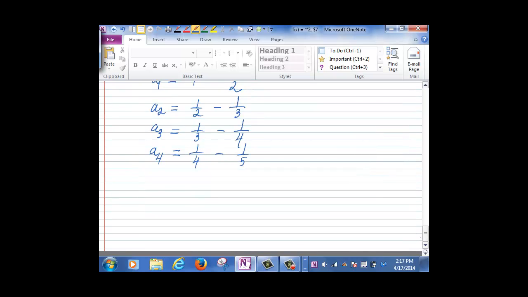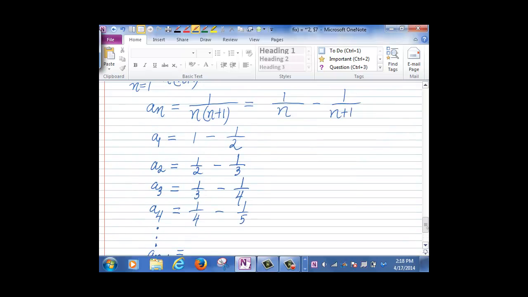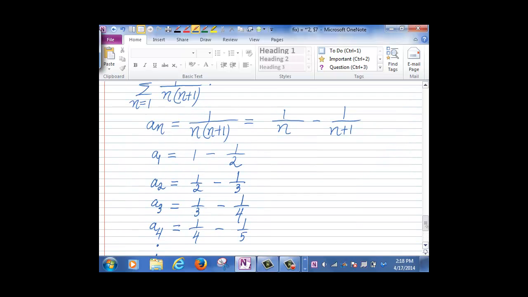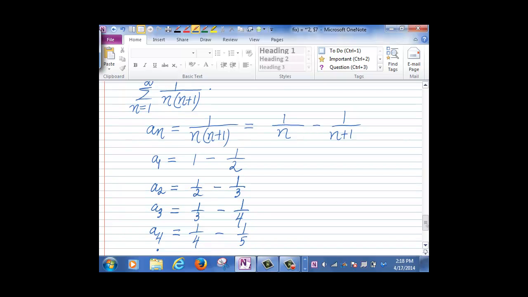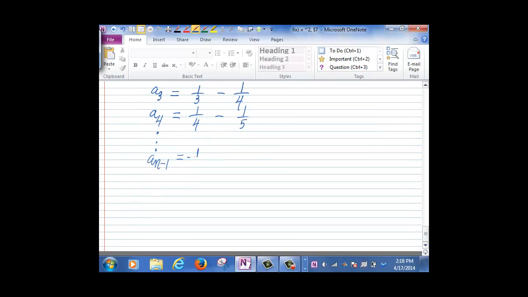Now if I continue, dot dot dot, can someone tell me what is an minus 1? Remember what was an? An is 1 over n minus 1 over n plus 1, right? So what is an minus 1? 1 over n minus 1 minus 1 over n, right? And the last one I'm going to write, an is 1 over n minus 1 over n plus 1.